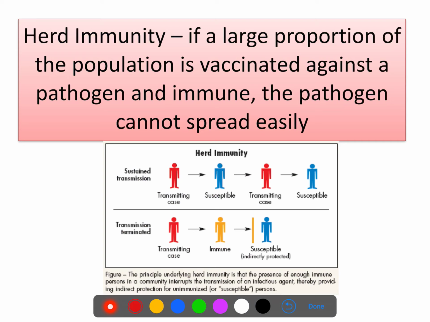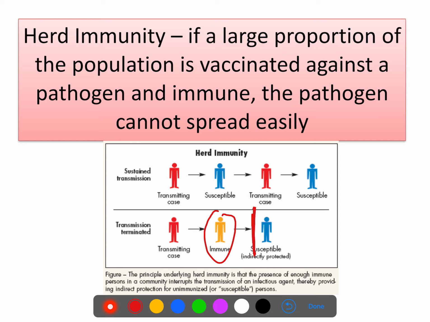Final thing to mention is herd immunity. And if some of you have already done some of the COVID reading that was set by Mr. Hartford, you will have come across this already. If a larger portion of the population is vaccinated against a pathogen, so not everybody, but the majority, it therefore stops the pathogen spreading. As you can see by this diagram here on herd immunity, if I've got someone who's transmitting it, if they then give it to somebody who's immune, you can see we're blocked. Transmission is blocked. It's stopped in its tracks.